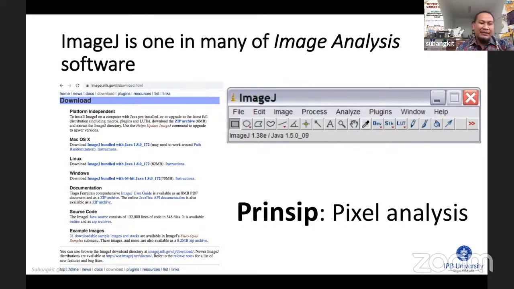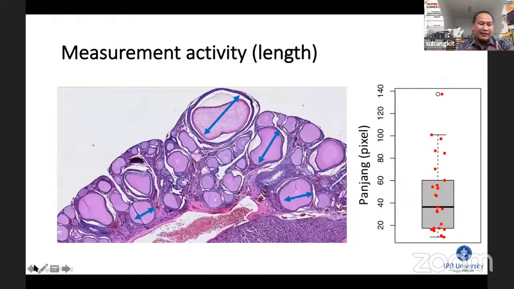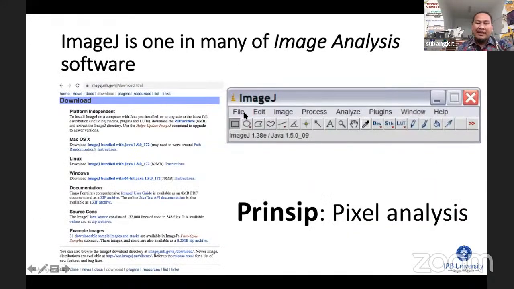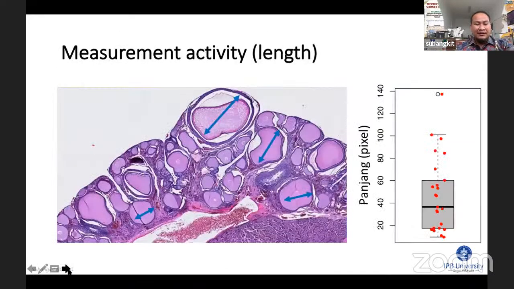You can click ImageJ and its link. This software is released by the NIH in the USA, and you can download it based on your operating system, like Mac OS, Linux, Windows, and documentation. After you download, you can get a window like this. Only a simple window like this. There are some menus: file, edit, image, and other kinds of menu. And then after you get this window, you can analyze your data.